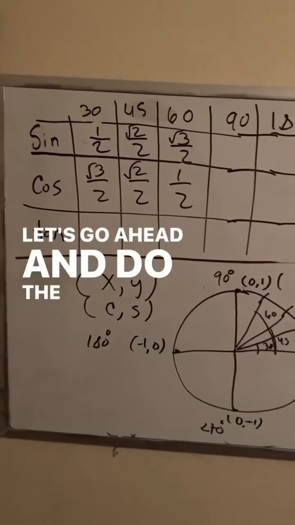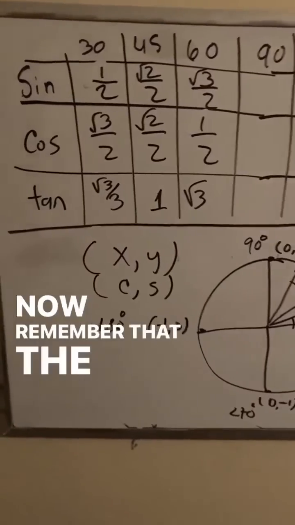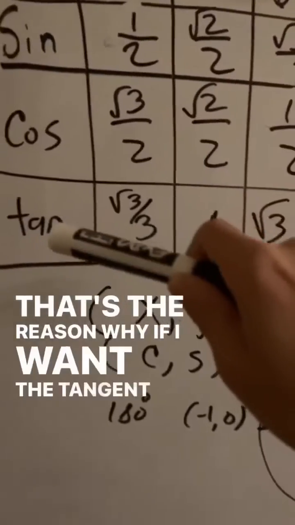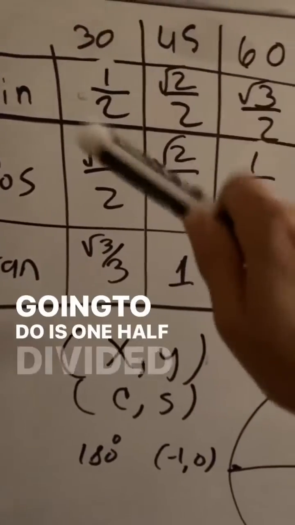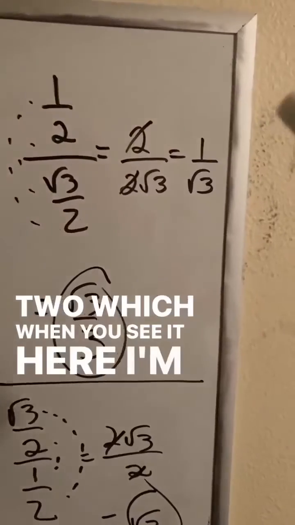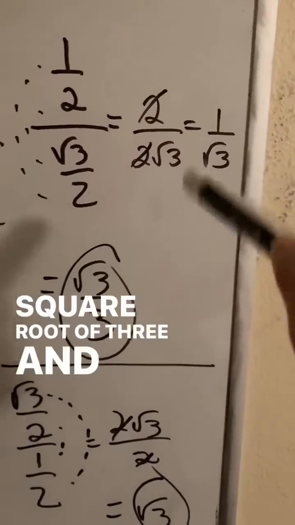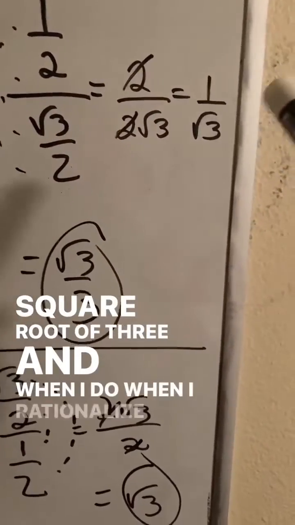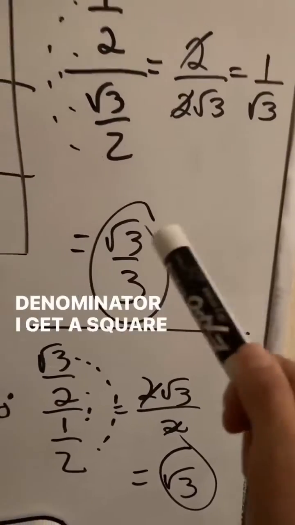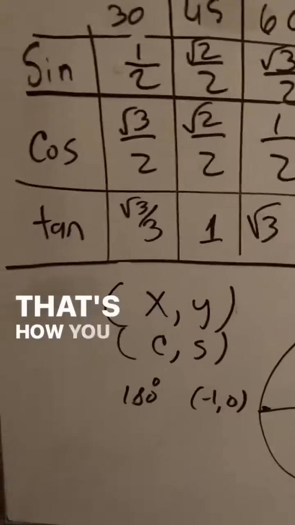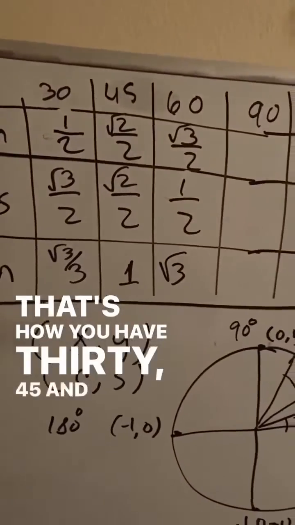Let's go ahead and do the tangent. Now remember that the tangent is sine over cosine. That's the reason why if I want the tangent of 30, what I'm going to do is 1/2 divided by square root of 3 over 2, which when you see it here, I'm going to get 1 over square root of 3. And when I rationalize the denominator, I get square root of 3 over 3. And that's how you have 30, 45, and 60.